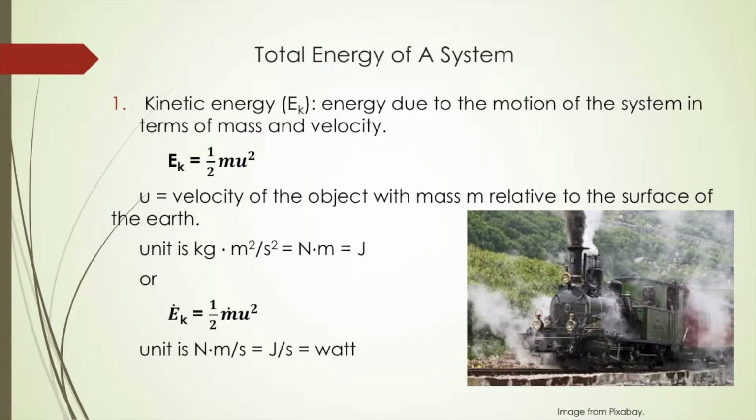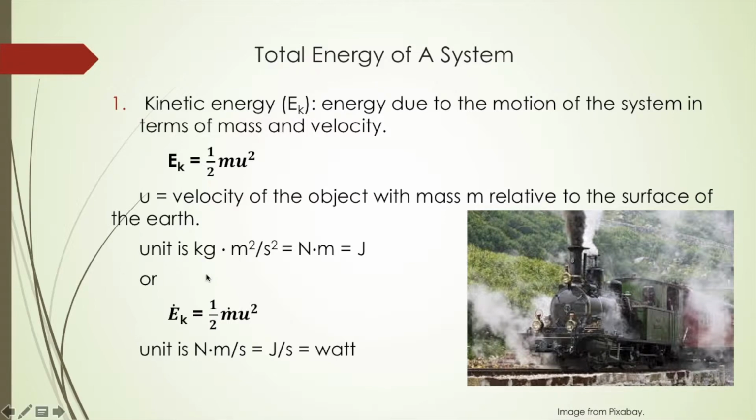Now let's look at each energy term in detail. Kinetic energy, with the symbol E sub k or E dot sub k, is the energy due to the motion of the system in terms of mass and velocity. The equation used for kinetic energy is 1/2 times mass times velocity squared. SI unit for mass is kilogram, and for velocity, I use the symbol u to differentiate from volume. It is the velocity of the mass m relative to the surface of the earth. SI unit for velocity is meter per second.